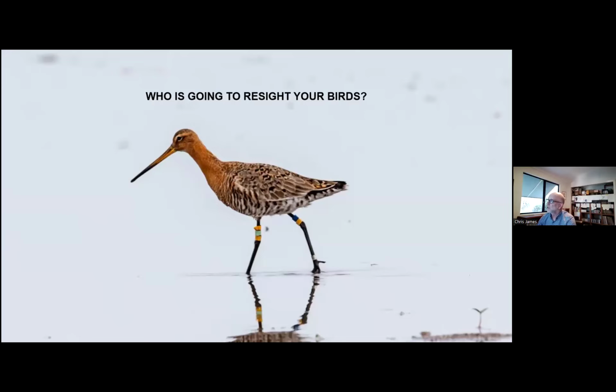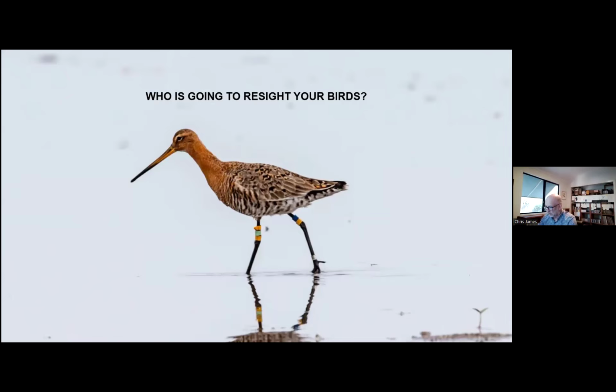So who is going to resight your birds? One issue with resighting data is that birds resighted is biased. It's biased very strongly towards where the observers are. So it really has some limitations, and that's one of the reasons that satellite tagging has come into being. Then it's not biased to where the observers are to see your bird.